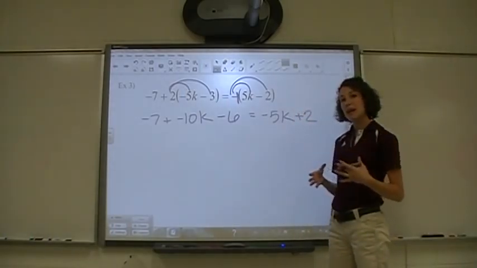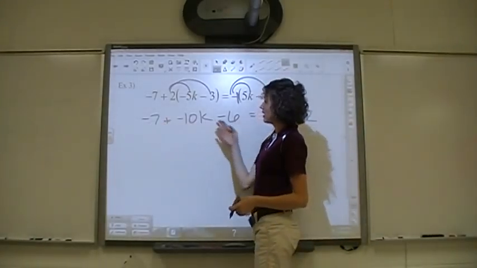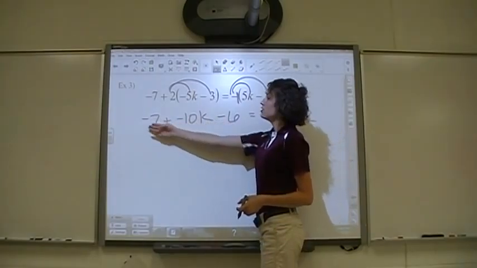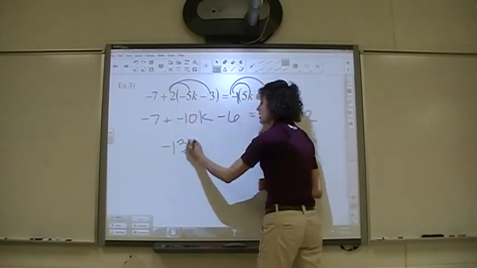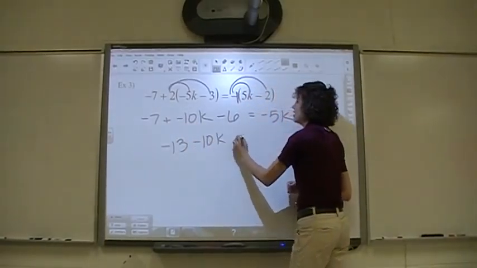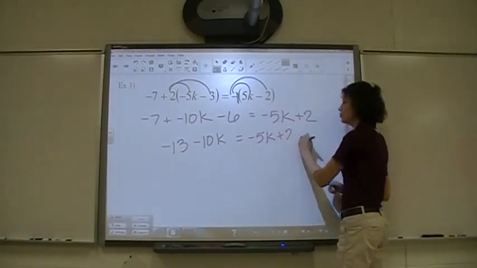Then we want to combine our like terms. So on this side, you see you have negative 7 and a negative 6 on the same side. So negative 7 minus 6 gives me a negative 13. Then drop down your negative 10k. Equals, we've got negative 5k plus 2.